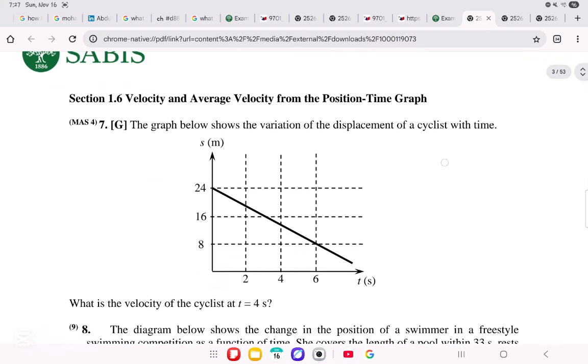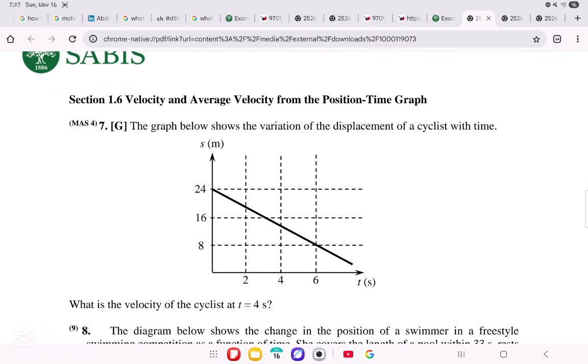We'll move on to 1.6, question 7. What does it say? The graph below shows the variation of the displacement of a cyclist with time. What is the velocity of the cyclist at time 4 seconds? So at 4 seconds, they want the velocity of the cyclist. We're dealing with a position time graph. If it's not x or s or whatever, just check the unit. Meters, seconds, so it's a position time graph.